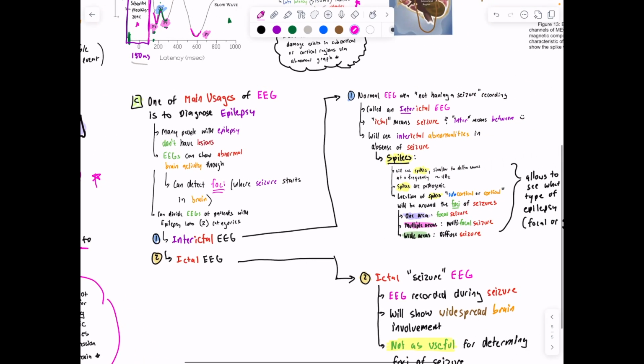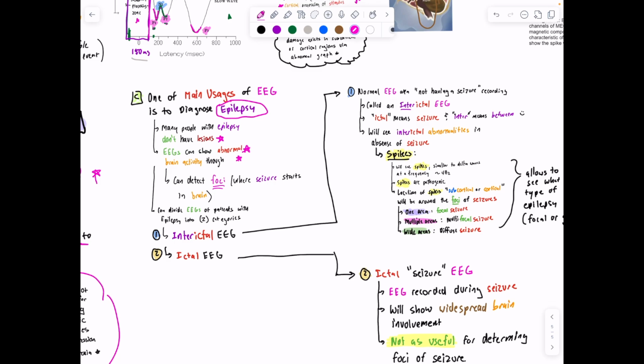All right, so then the main use, or one of the main uses, is diagnosing epilepsy. And you may remember epilepsy from basically abnormal brain action potentials or abnormal brain function that's giving you seizures, right? And so many people with epilepsy don't have lesions, but they have abnormal brain activity. That's what I was trying to say. With an EEG in somebody with epilepsy, you can determine the foci of where the seizure starts in the brain. And so if you can identify the foci, then perhaps you can get a more targeted treatment for this particular case of epilepsy.